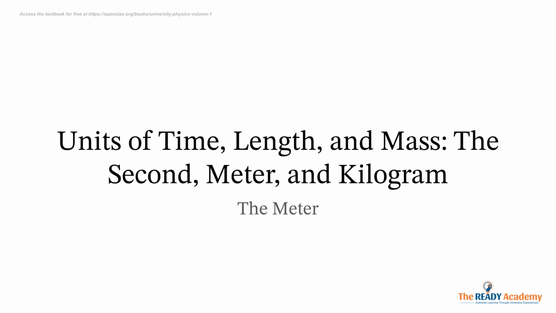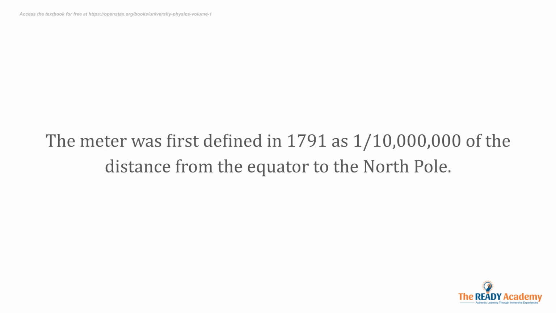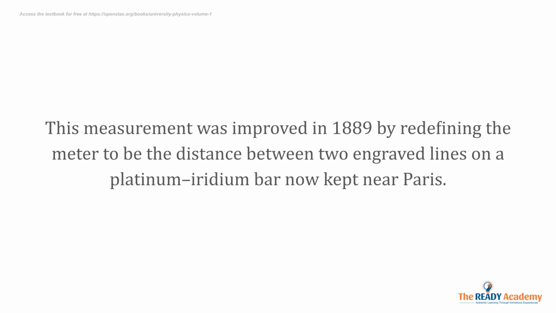The meter. The SI unit for length is the meter, abbreviated m. Its definition has also changed over time to become more precise. The meter was first defined in 1791 as 1 divided by 10 million of the distance from the equator to the North Pole. This measurement was improved in 1889 by redefining the meter to be the distance between two engraved lines on a platinum iridium bar now kept near Paris.